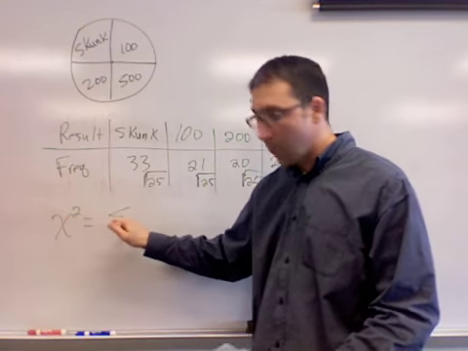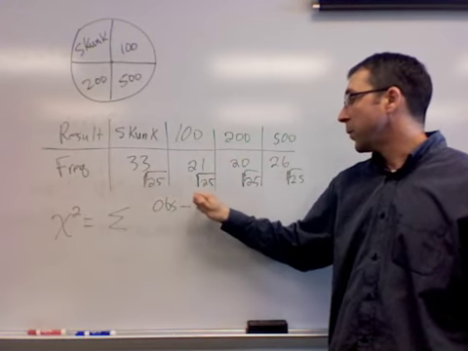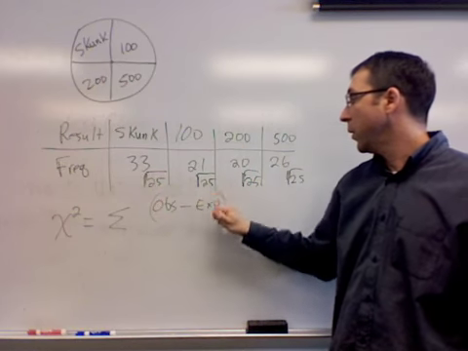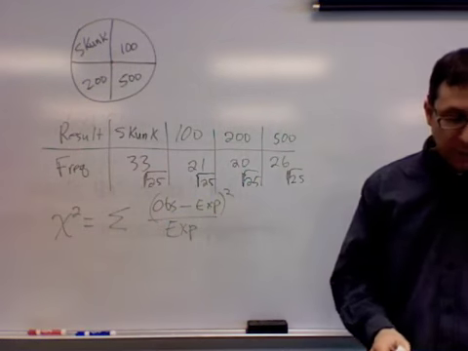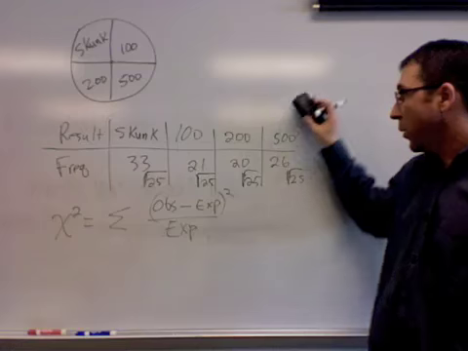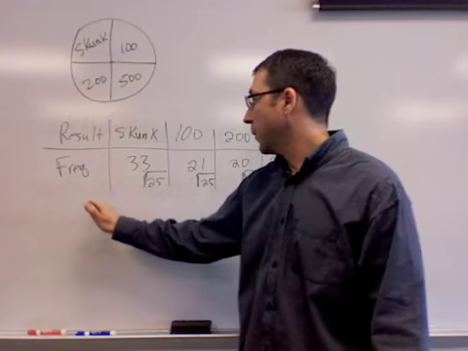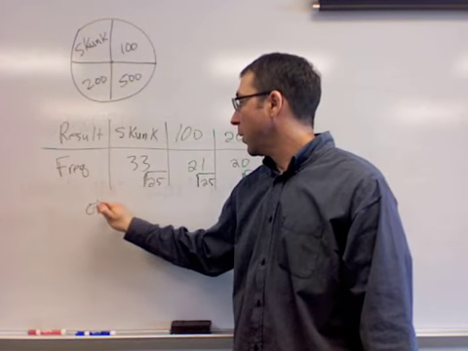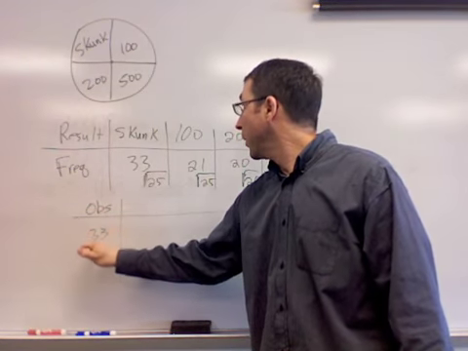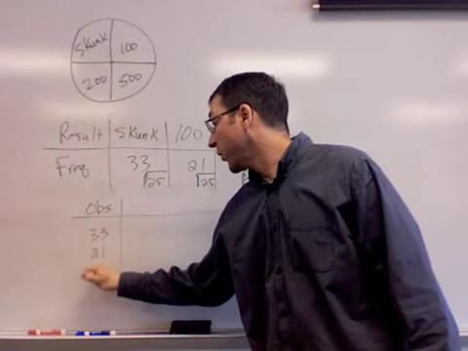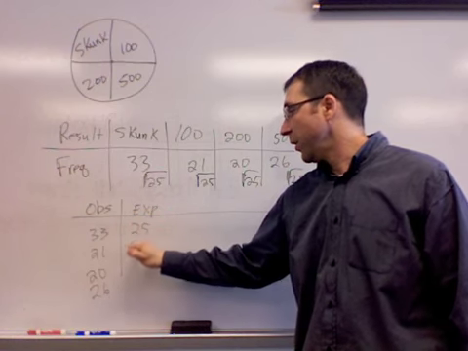The chi-squared is the sum of all the observed minus the expected squared divided by the expected. To do that, we can just make a simple table that captures what's actually happening. So we can make two columns. We can make a column for the observed. We got 33, 21, 20, and 26. The expectation was that we were going to get 25 in each area.